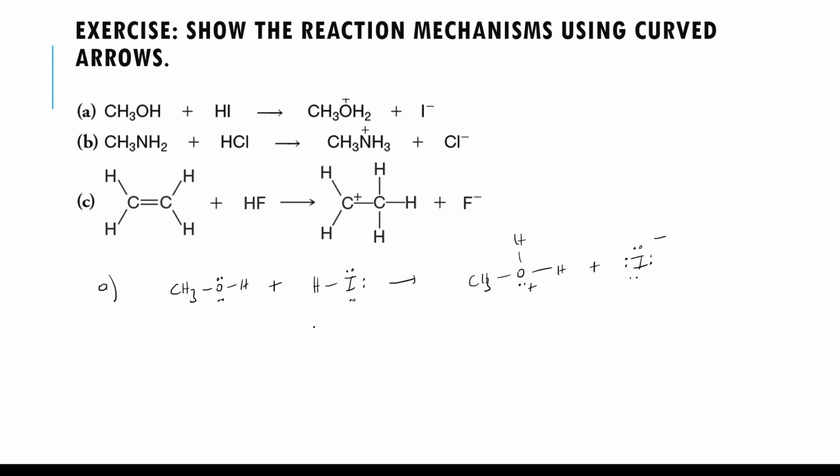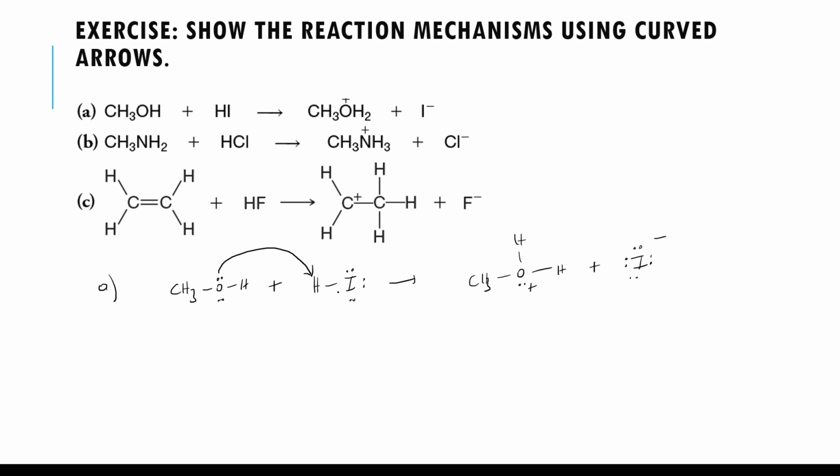Okay, now let's add the curved arrow. In the reaction, oxygen should be connected with the hydrogen of hydrogen iodide, and we have to use the curved arrow starting from one of the lone pair electrons of oxygen ending with the connected hydrogen in the product.